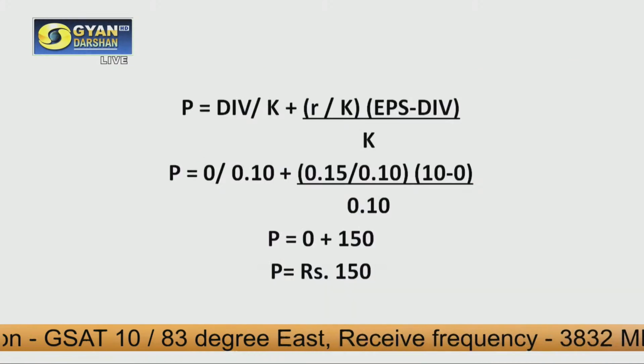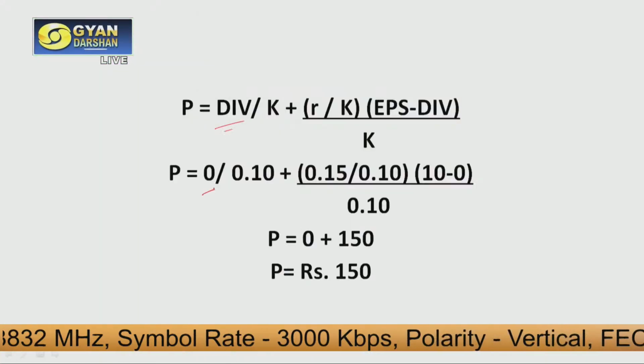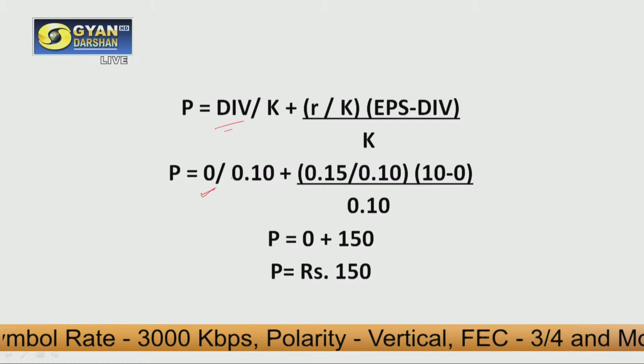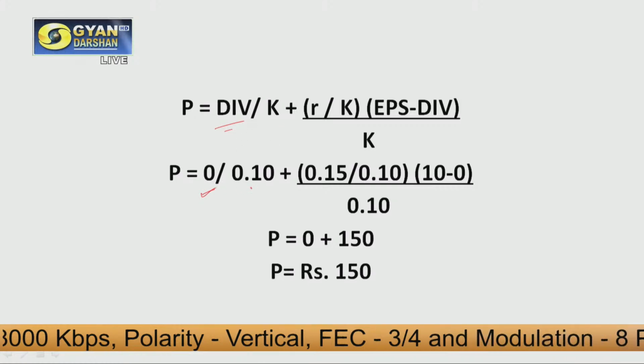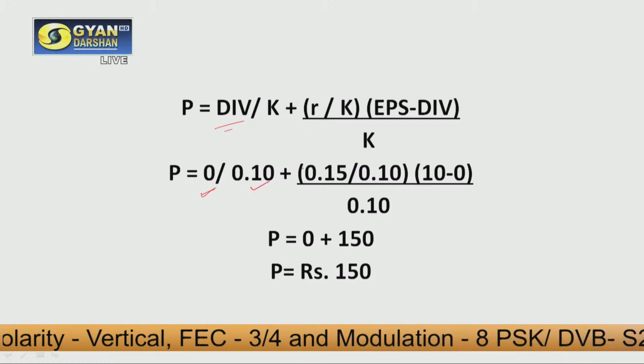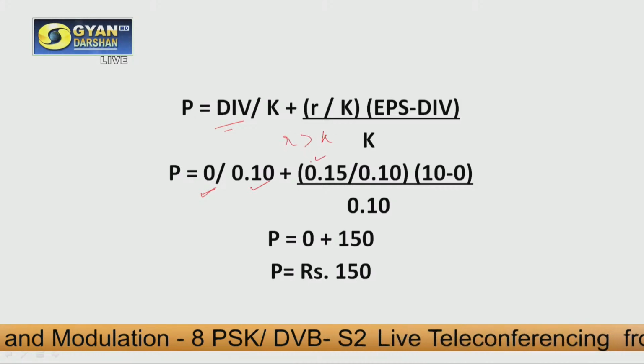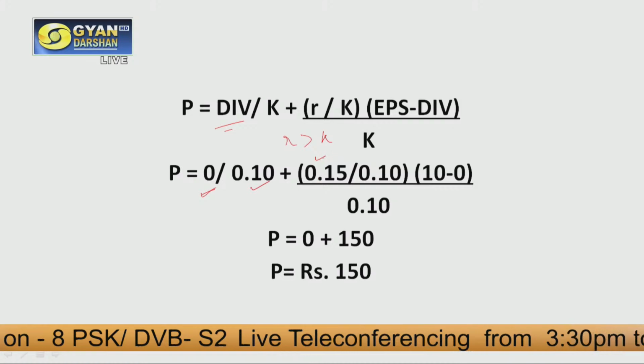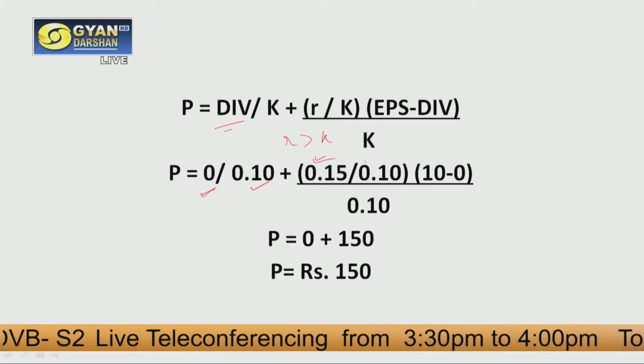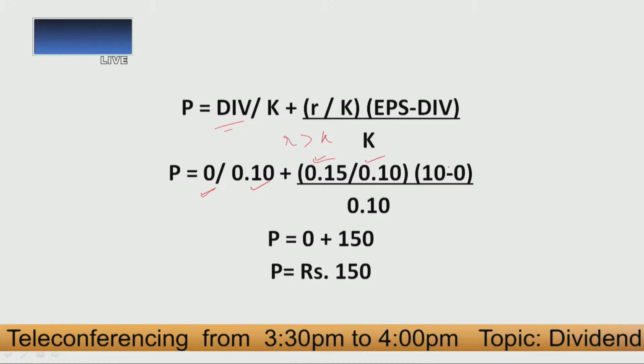We just need to use our formula of Walter's model and place the values which are given to us. So in the first case, our dividend is 0. So in place of DIV, I am putting 0. K is given as 10%. R in case 1 is 15%. Remember the first case was of a growth firm where our R is more than K. So R here is 15%. This has to be divided by K, which is 10%.